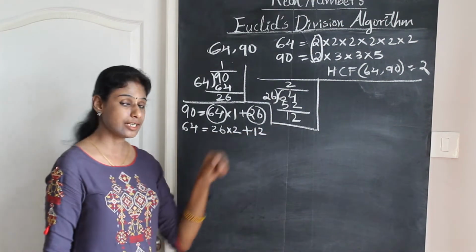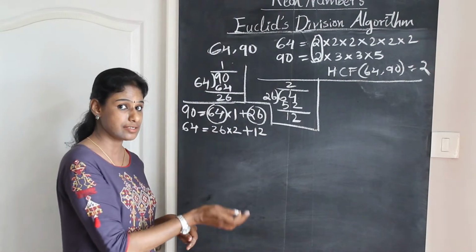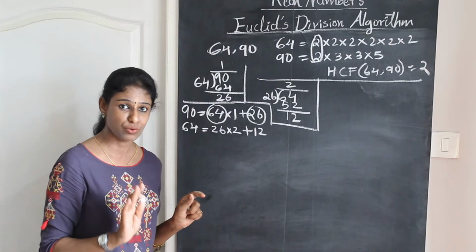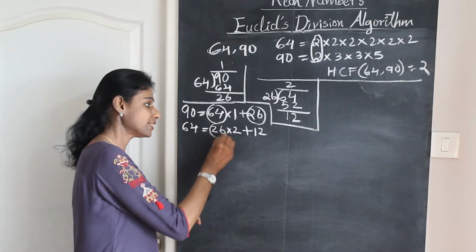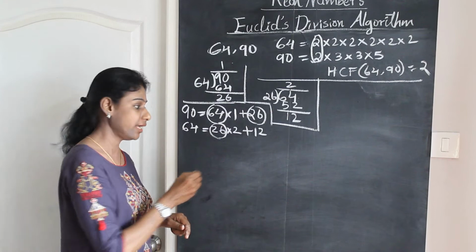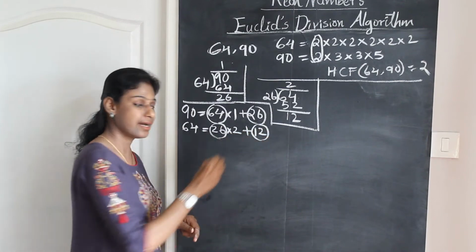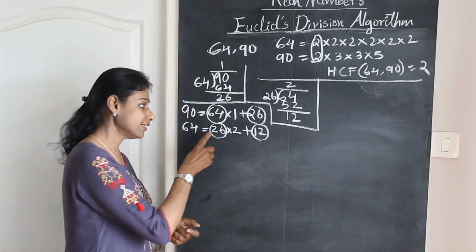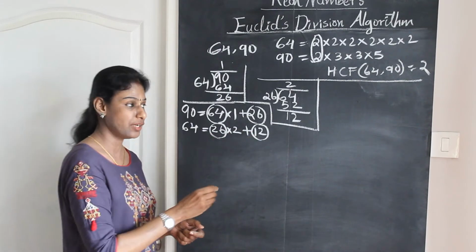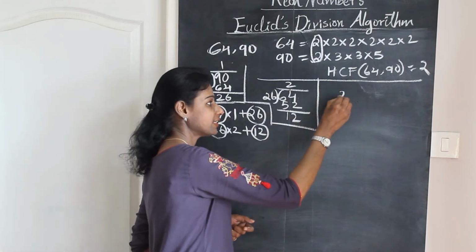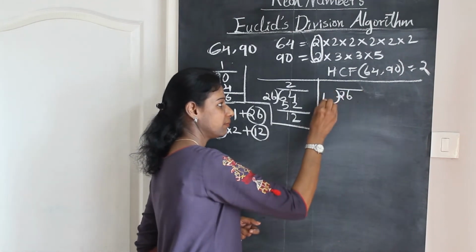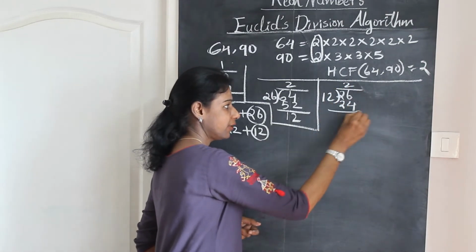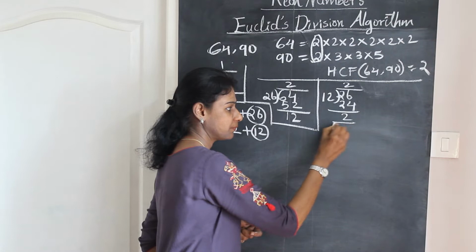Check again whether the remainder is 0. If the remainder is 0, the divisor used will be the HCF. But here it is not equal to 0. Therefore, do the same procedure by taking the divisor and the remainder, that is 26 and 12, and divide this 26 by 12. So the next step is 26 divided by 12. 12 2s are 24 and the remainder is 2.